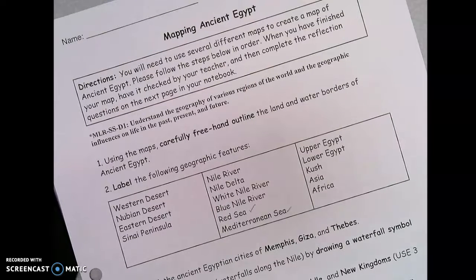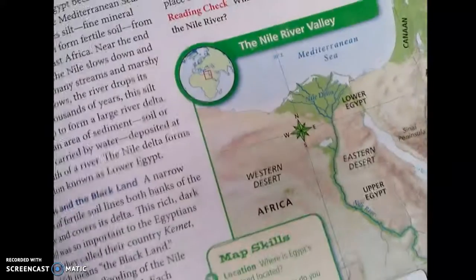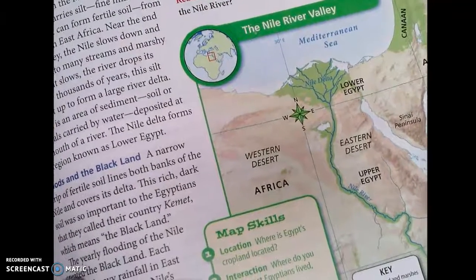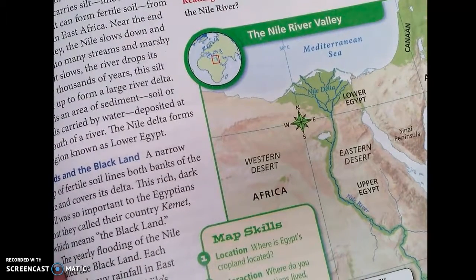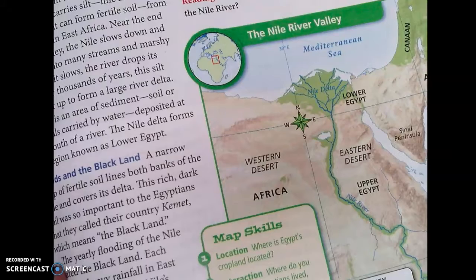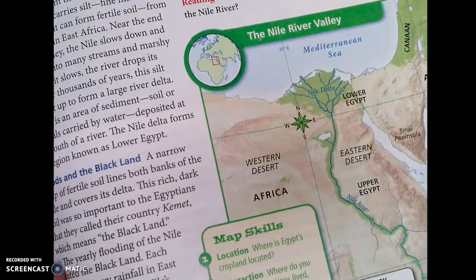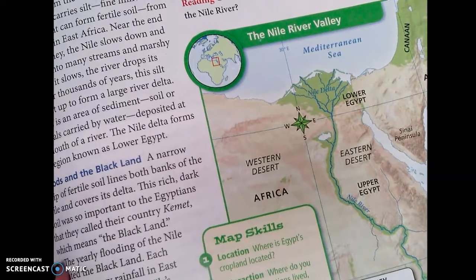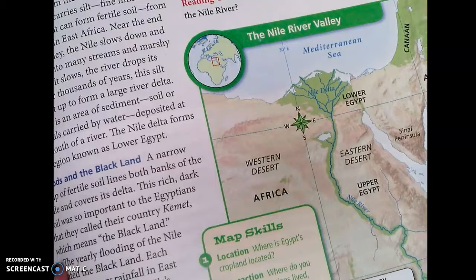The social studies book, My World History, has a nice map of ancient Egypt on page 145. This one shows you Upper and Lower Egypt. It also includes the Western and the Eastern Desert and the Sinai Peninsula. This map is zoomed in closer to the Nile Delta than the maps we have been using.